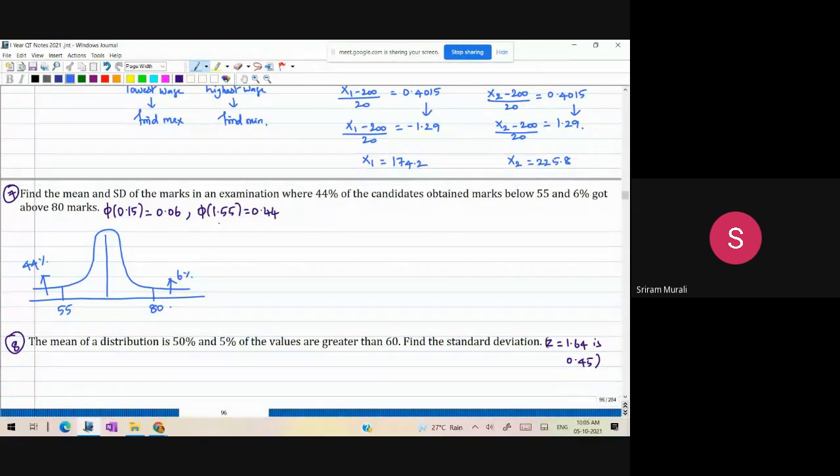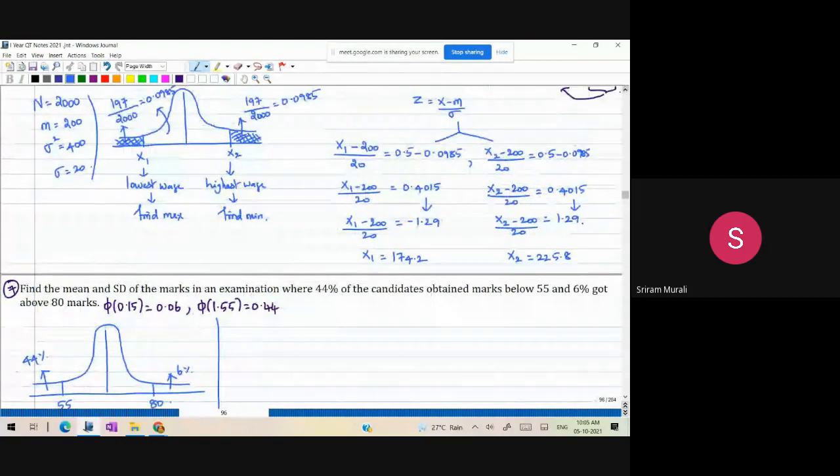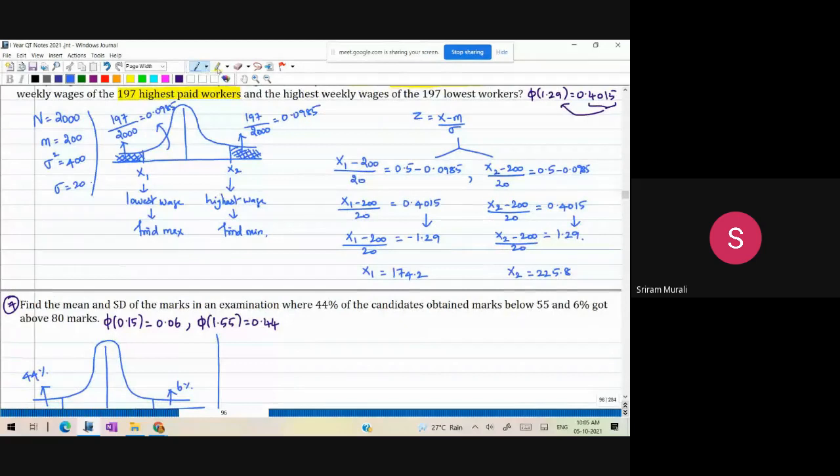Shall I go to next step? Yes, sir. Now I caught what the remaining area is here. Remaining area, we subtracted 0.5 minus this. I am going to do the same here.